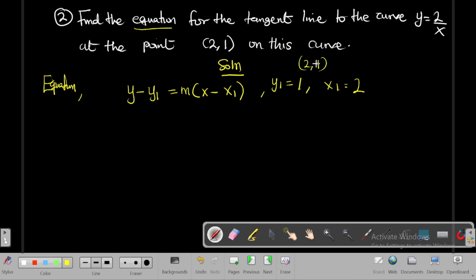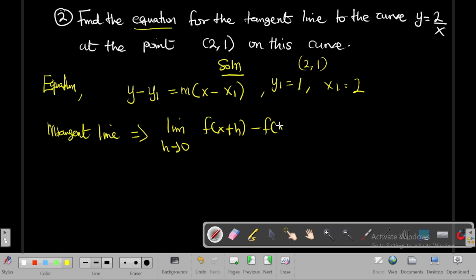Okay, now to find the gradient of a tangent line, we know that the gradient of a tangent line is the same as the derivative, and it's given as the limit as h approaches 0 of the function f of x plus h minus f of x all over h.